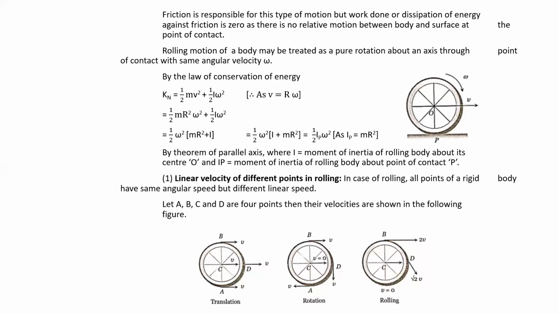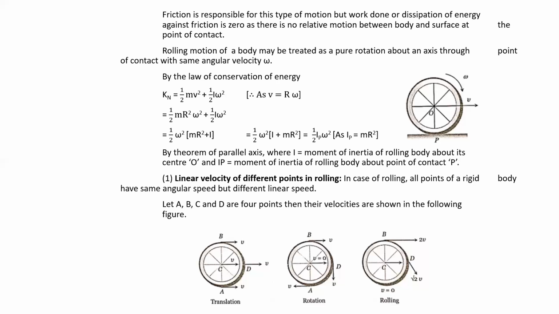omega square, where Ip can be written as what? I plus m r square. By the theorem of parallel axis, we can write the value of Ip as I plus m r square for a body when it is rolling, right?